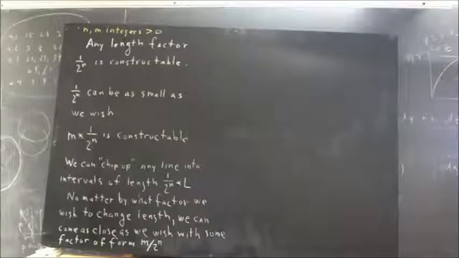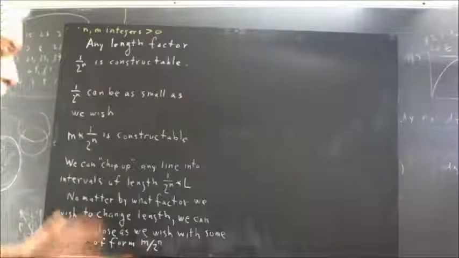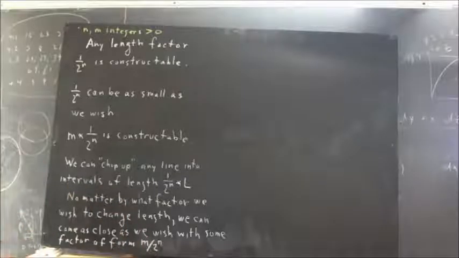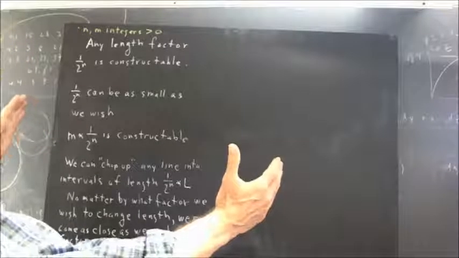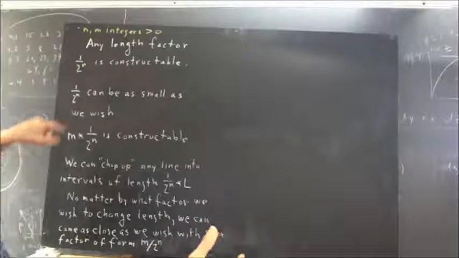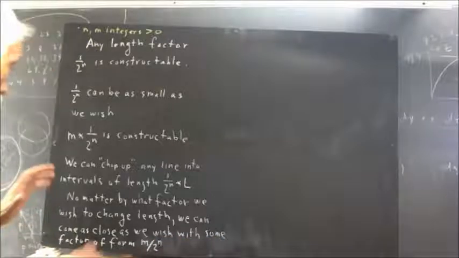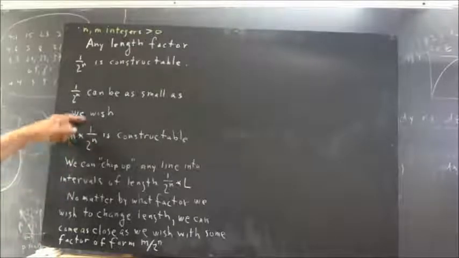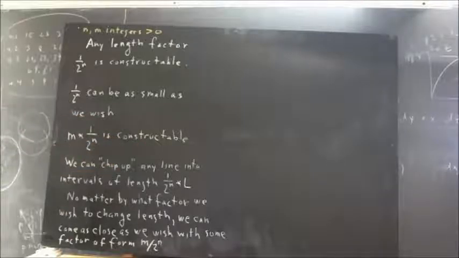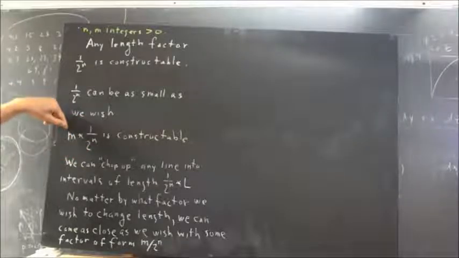Then it follows that m times 1 over 2 to the n is constructible. By constructible, I mean we can at least theoretically construct it with compass and straight edge. We can take any line and find a line whose length is m times 1 over 2 to the n times the length of the original. As an example, we can easily construct a line which is 3 times 1 over 2 to the second, which is 3 times 1 over 4, 3/4 the length of a given line. So 3/4 is of the form m times 1 over 2 to the n, where m equals 3 and n equals 2.